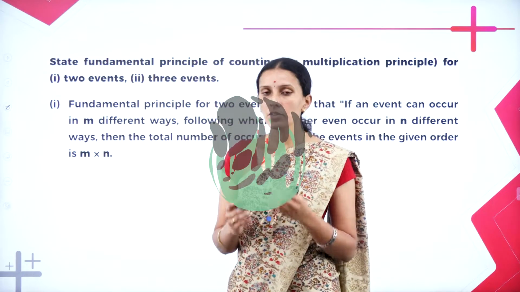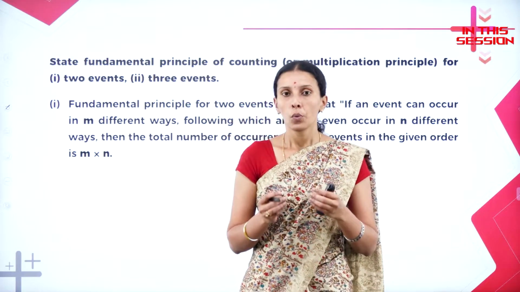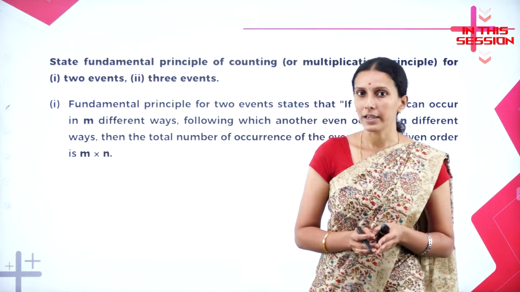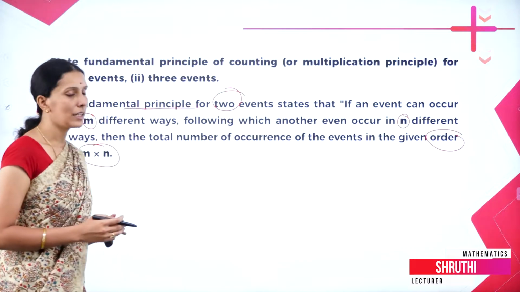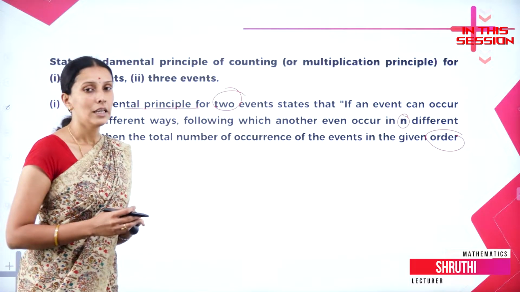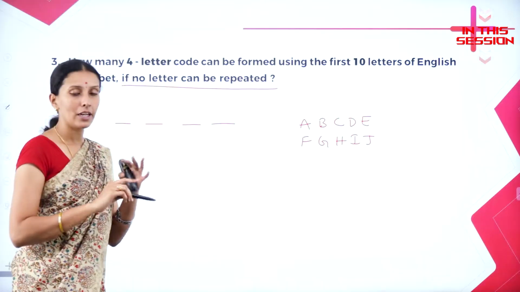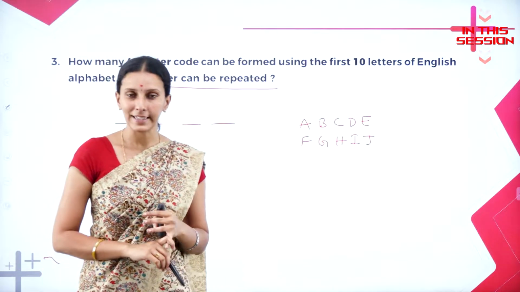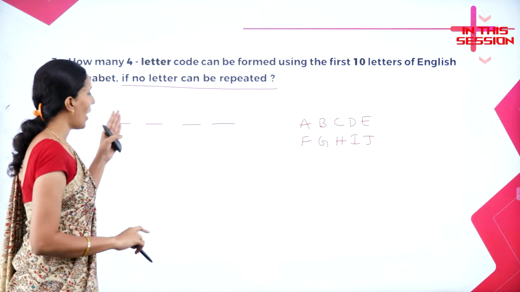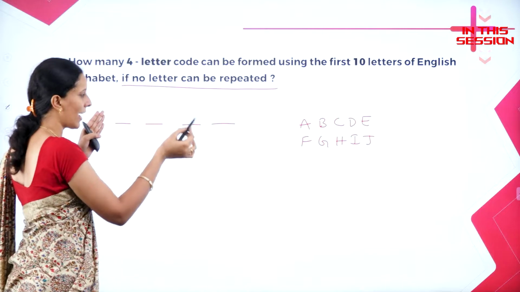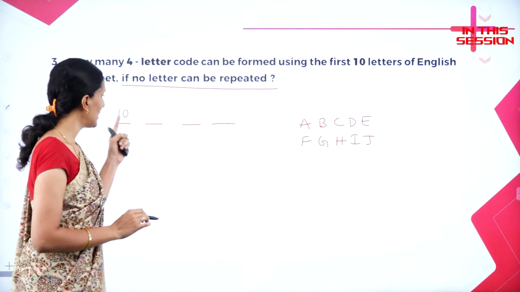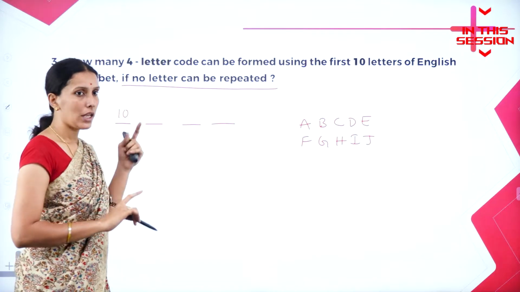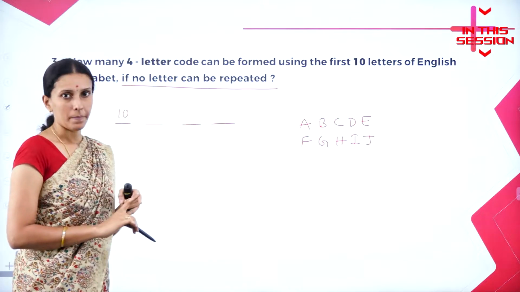How an element or an object can be arranged when two events are occurring simultaneously. If the second event is occurring in n different ways, then the total number of ways can be written as m into n. I need to frame a code of 4 letters. Suppose I have all the chances, all 10 letters can be taken as the first code, then I cannot repeat the same.